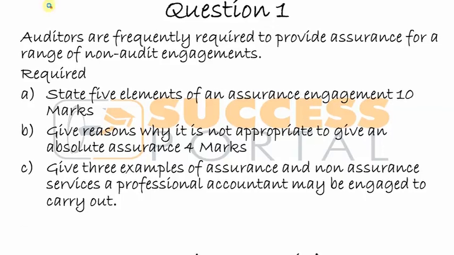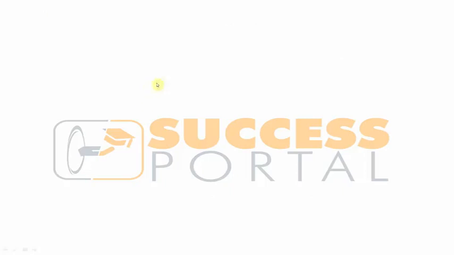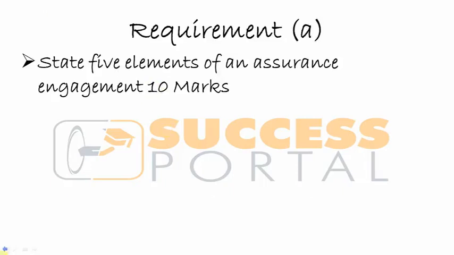So let's look at the first one. They're saying state 5 elements of an assurance engagement. So when they say state, they just have to mention. Although for 10 marks, it really doesn't seem that they would just require us to mention. So just to be on the safer side, you would make a little description. Because if there were 5 marks, I would have said maybe just state, right? But because 10 marks, I feel like 2 marks for just stating is outrageous.